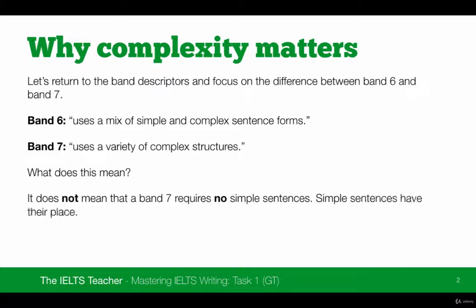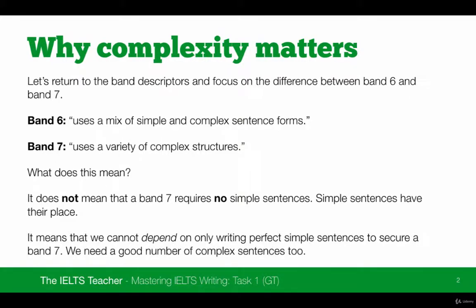Now, what does this mean? It does not mean that a band 7 requires no simple sentences. Simple sentences can have their place. Okay, so don't feel like every single sentence that you write has to be complex. You want to use a variety of sentence structures, but you need to show your comfort and confidence using complex structures. It means that we cannot depend on only writing perfect simple sentences to secure a band 7. So if you only write simple sentences, or if you only write one or two complex sentences, or one complex sentence, you are definitely going to struggle to achieve a band 7. So we need a good number of complex sentences too.